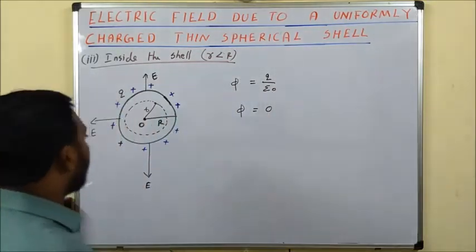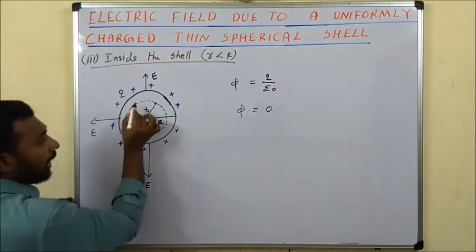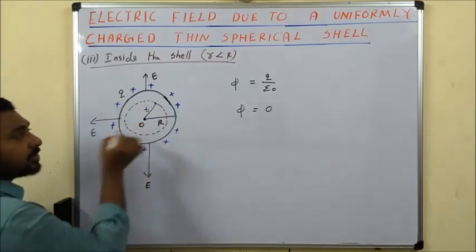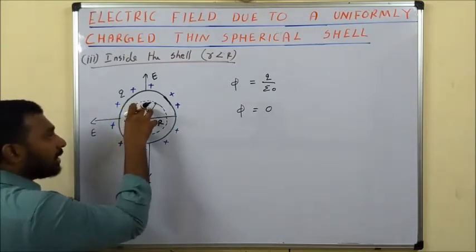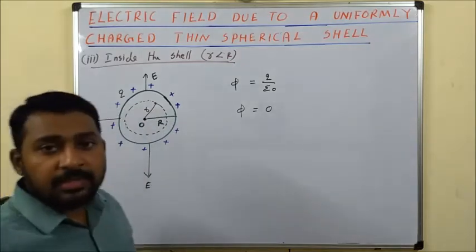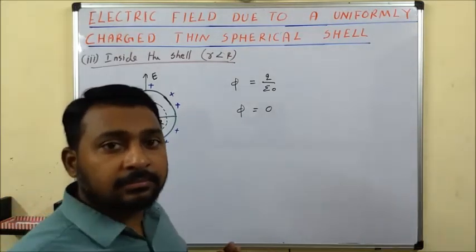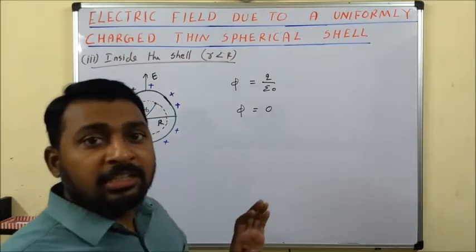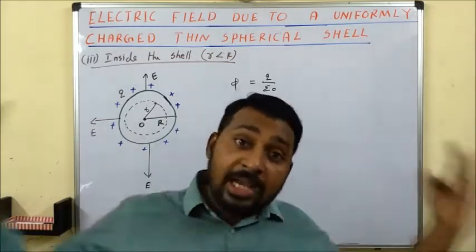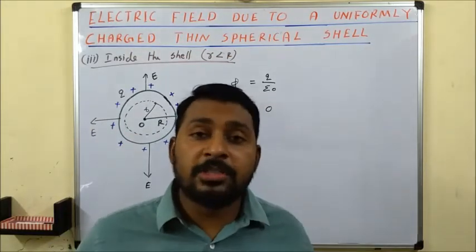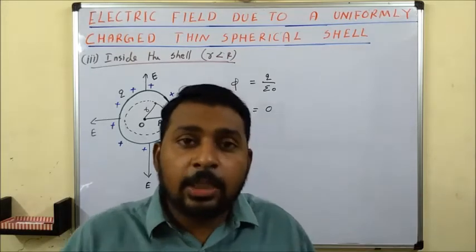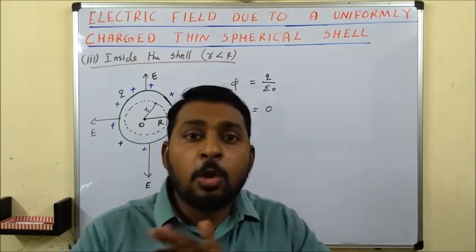Come to this diagram. Look at this diagram. So this dotted line, this is the Gaussian surface. Now inside the Gaussian surface there is nothing. That means the charged shell is outside the Gaussian surface. Inside the Gaussian surface there is no charge.